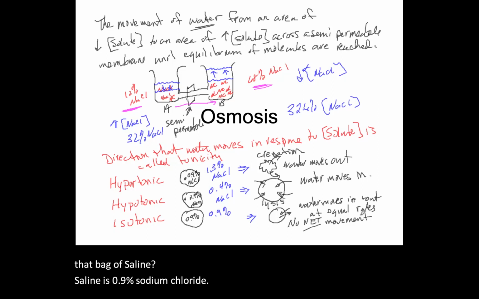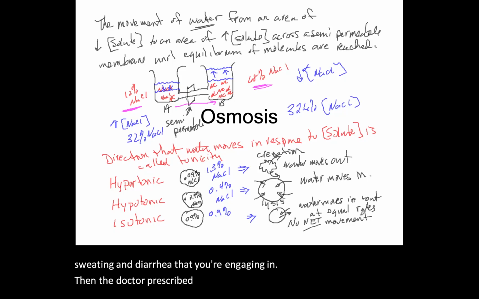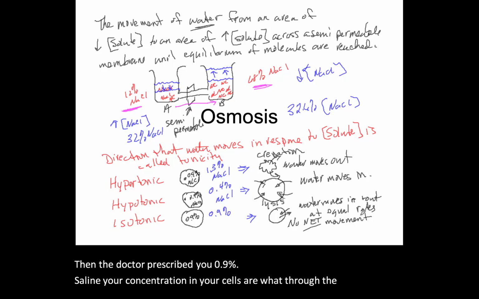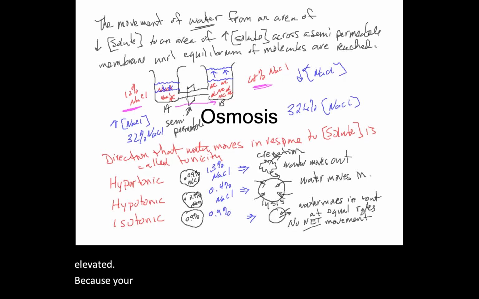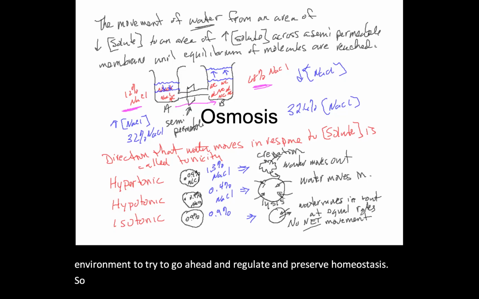If your cells are dehydrated because they're trying to overcompensate from all of the vomiting and sweating and diarrhea that you're engaging in, then the doctor prescribes you 0.9% saline. Your concentration in your cells is what? Through the roof. They're elevated. Because your cells are dehydrated, they're giving up water to the environment to try to regulate and preserve homeostasis. So your cellular concentration might be as high as 2 or 3% sodium chloride.